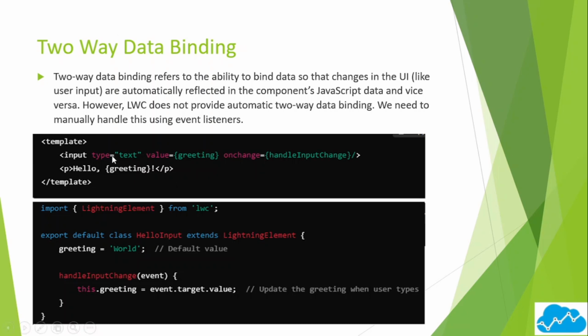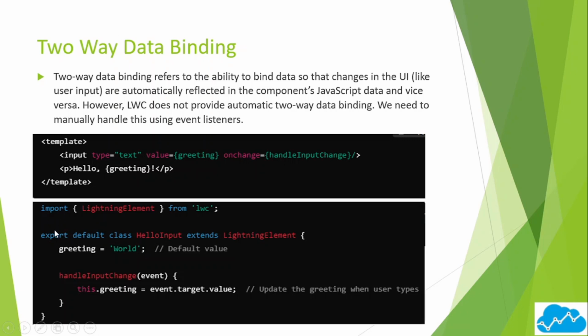So in the HTML file, here we are seeing the template opening tag and template closing tag. In between we are writing input type equals to text, and here we are providing the value greeting, and we are calling this on change event. So the event is handle input change, and this event we are declaring in the JavaScript file here. Then after we are putting hello in a paragraph tag, and we are also binding greeting. So this greeting we are binding here by using the curly braces and closing the paragraph tag.